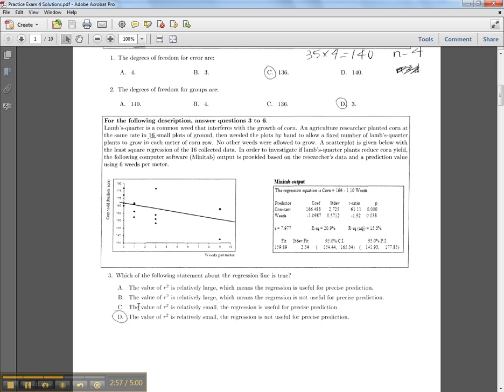If you look at C, it says the value of r squared is relatively small, which is true, but the regression line is useful for precise prediction. That's just not true. That's the opposite of what we're saying for D. And then A and B you can disregard because they're saying that r squared is relatively large, which isn't true. So that's why the answer is D.